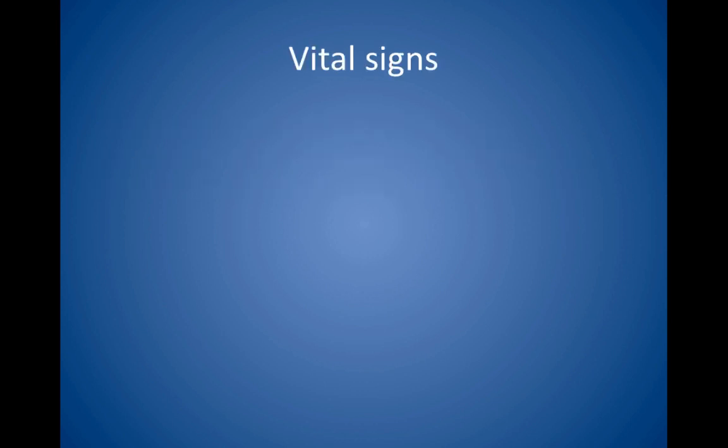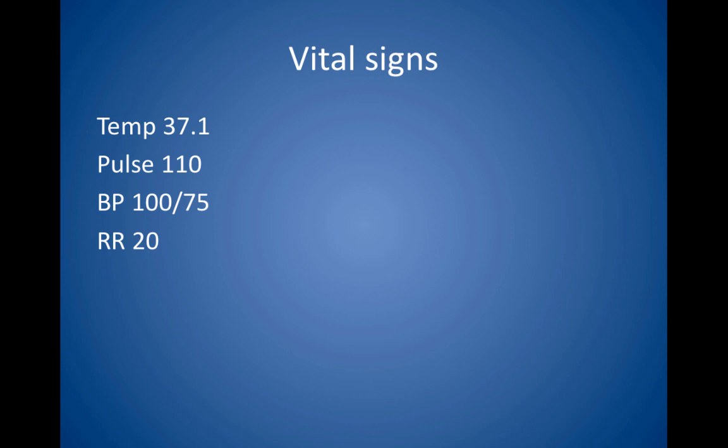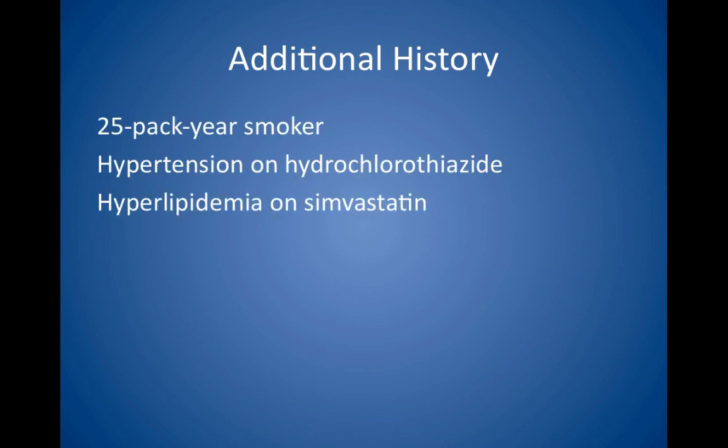Vital signs. Temperature is 37.1 degrees Celsius. Pulse 110. Blood pressure 100/75. Respiratory rate 20. Additional history. The patient is a 25-pack-year smoker. He has hypertension and is on hydrochlorothiazide. He has hyperlipidemia and is on simvastatin.